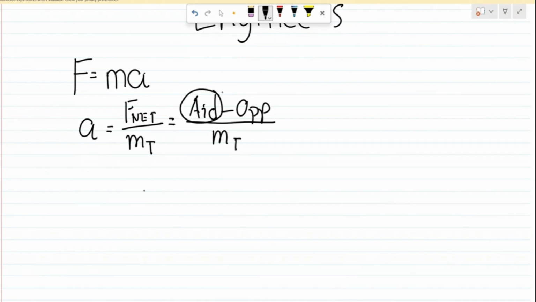Okay. Sir, ano nga po yung ating aiding force? Again, ito po ang tumutulong para sa ating system to move on a specified direction. And therefore, yung opposing naman guys from the word itself, ito po yung mga kokontra sa ating motion. So these are the forces that would oppose the motion of our object.